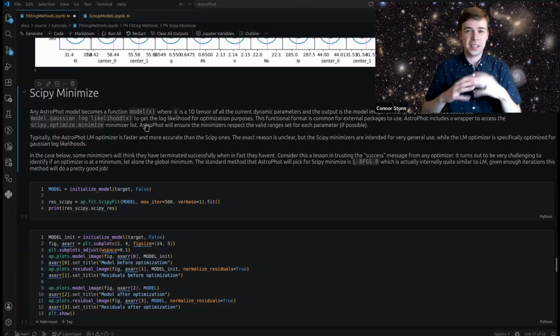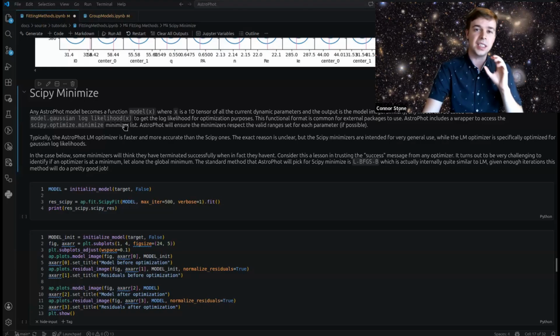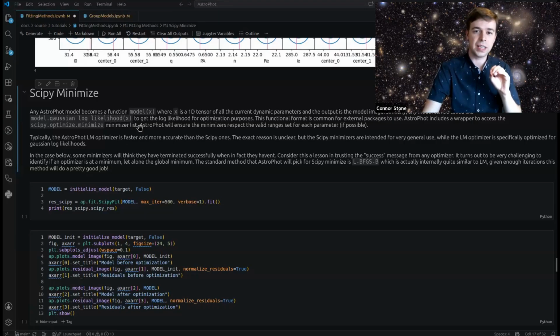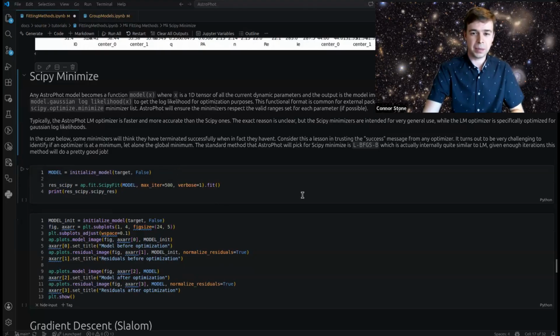And since AstroPhot has a functional way to interact with it, like I talk about in the overview here, model dot Gaussian log likelihood is a function of x that returns the Gaussian log likelihood. And so you can pass that function into SciPy minimize. You can do it yourself, or you can use the wrapper that I've already created within AstroPhot to do this. Keep in mind that x, that vector, you can get that at any time just by calling model.getValues. You call model.getValues, it will create a 1D vector, and that vector can go into Gaussian log likelihood and be used by something like SciPy minimize.